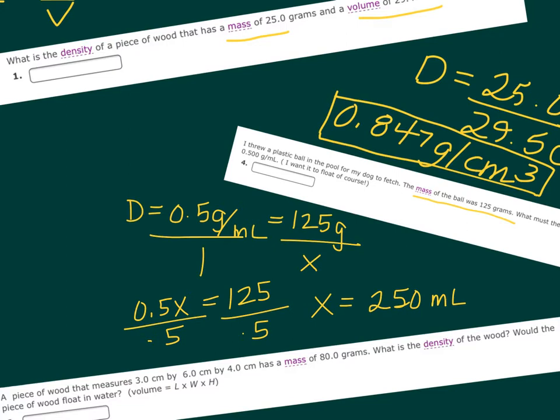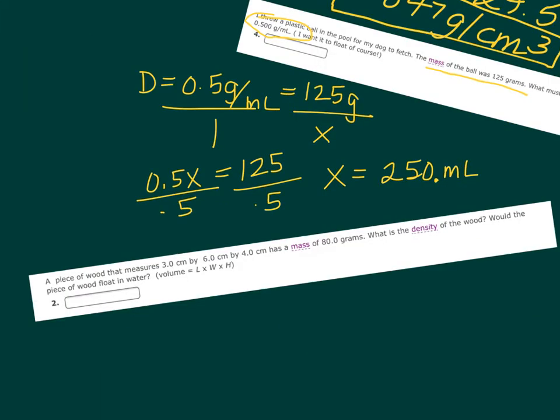And actually, I didn't write the density as exact as I should have. It was actually 0.500, which has 3 sig figs. So our answer has to have 3 sig figs. So there really should be a decimal there in order to make that 0 count.